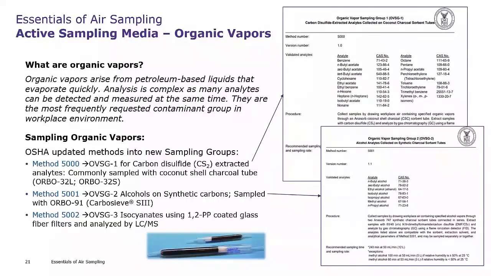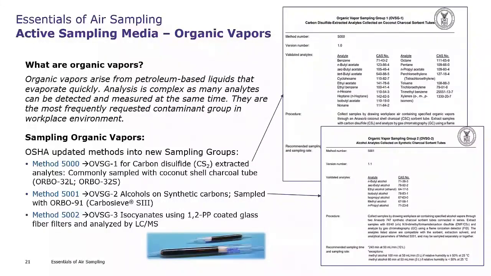The first group is OVSG1, and it's for contaminants that are desorbed with carbon disulfide. And these are most commonly sampled with coconut charcoal tubes, and they look like what is shown in the picture at the bottom of this slide.